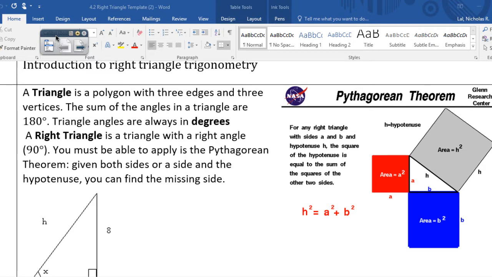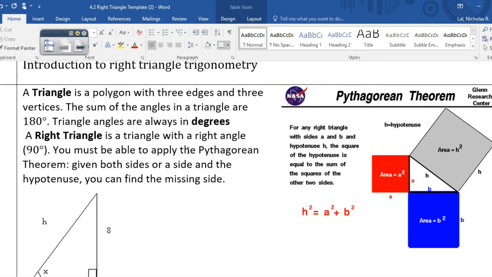A triangle is a polygon with 3 edges and 3 vertices. The sum of the angles in a triangle is 180 degrees. Triangle angles are always in degrees. A right triangle is a triangle with a right angle, 90 degrees. You must be able to apply the following: given both legs, or a leg and the hypotenuse, you can find the missing side.